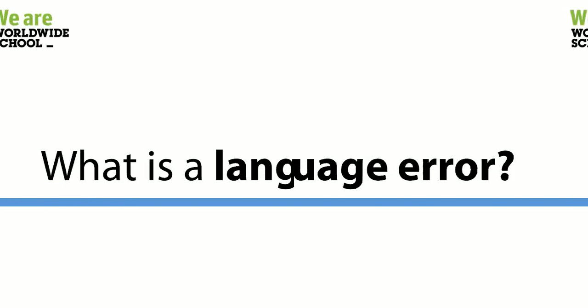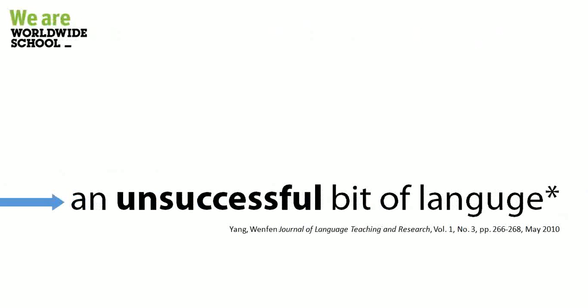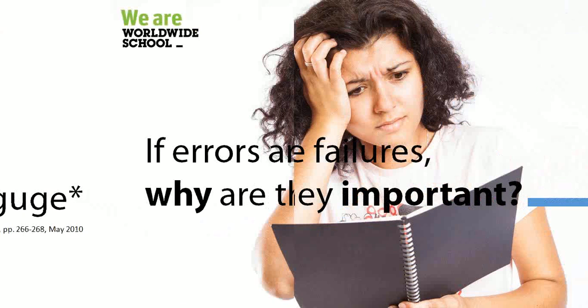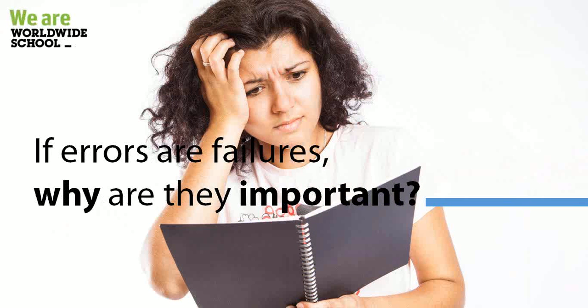So here is a suggestion that I found somewhere, and I believe that this is one of the best suggestions, which is quite general, but at the same time quite useful. It's an unsuccessful bit of language. So it could be any type of error, which at the end of the day is unsuccessful in some way. Okay. So now, since we have come up with a definition of what an error is, it might be interesting to take a look at this. If errors are failures, why are they important?